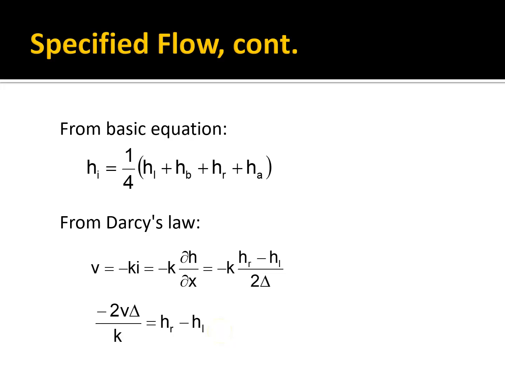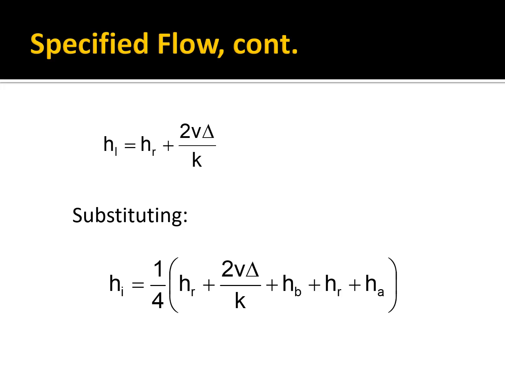Remember, HL is the head at our imaginary node. So if we solve for HL, that's equal to HR plus 2v delta over k. If we plug that back into our equation, we get 1/4 times HR plus 2v delta over k plus HB plus HR plus HA. We actually could simplify this further by combining these two HR terms, but there you go. That's how you handle a specified flow boundary condition. Pretty simple and straightforward approach.